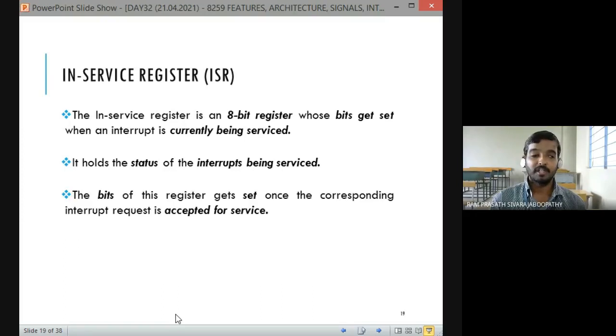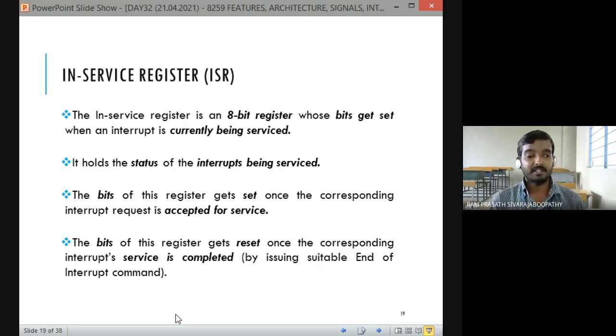Fine. So when does it get set? Once the 8085 accepts the service. When does it get reset? Once its service is completed, correct? By issuing a suitable end of interrupt command. As I told, we have to give a command from the 8085 to the 8259 in the ISR routine. At the end of the ISR program we have to give a command, called the end of interrupt command. When we give the command, what happens? The corresponding ISR bit will get cleared. Is it clear to everyone?